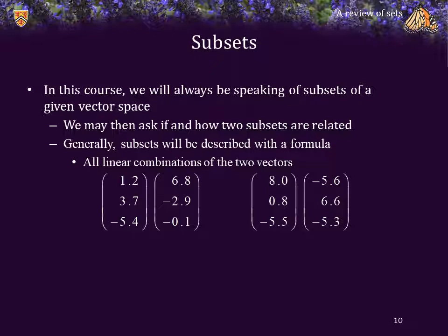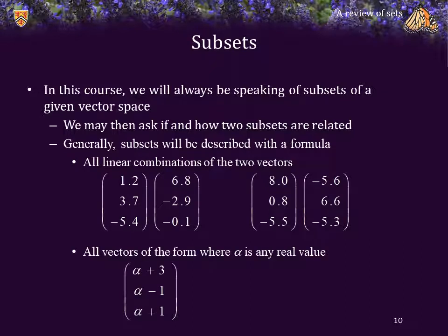Similarly, I may describe a subset as all linear combinations of these two vectors. And then a question we may ask is, are these two subsets the same or are they different? Now, both must contain the 0 vector because 0 times one vector plus 0 times the second vector must equal the 0 vector. So the 0 vector must always be included in the subset of all linear combinations of any number of vectors.